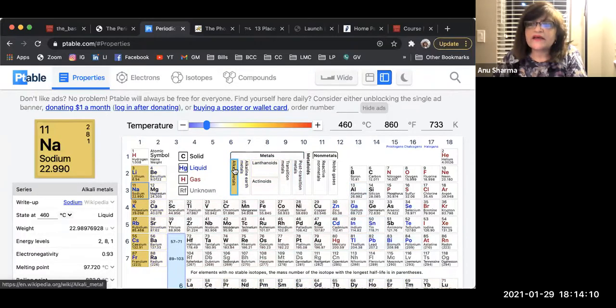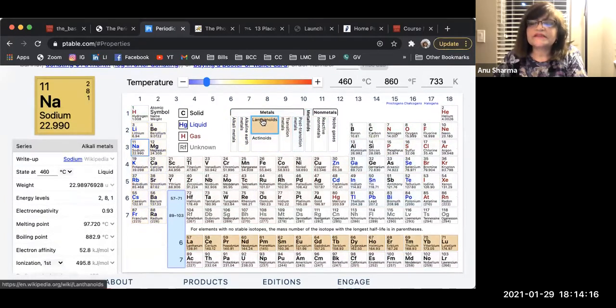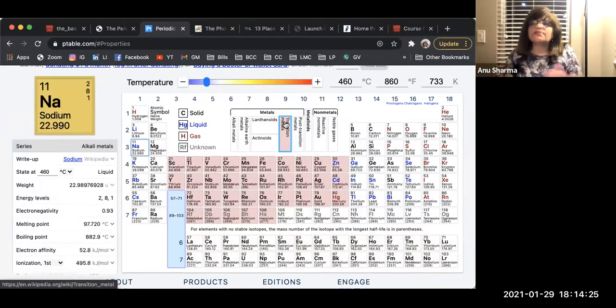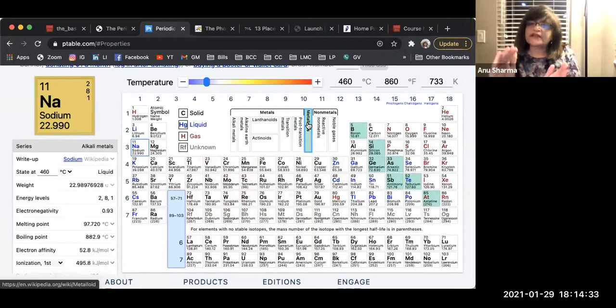So there are alkali metals, alkaline earth metals, then come the lanthanoids, which are rare earth elements. Then come the actinoids, again rare earth elements. Then come the transition elements, the ones in the middle, the pink ones. Then the post-transition elements. And then come the metalloids, which are in between the metals and the non-metals.